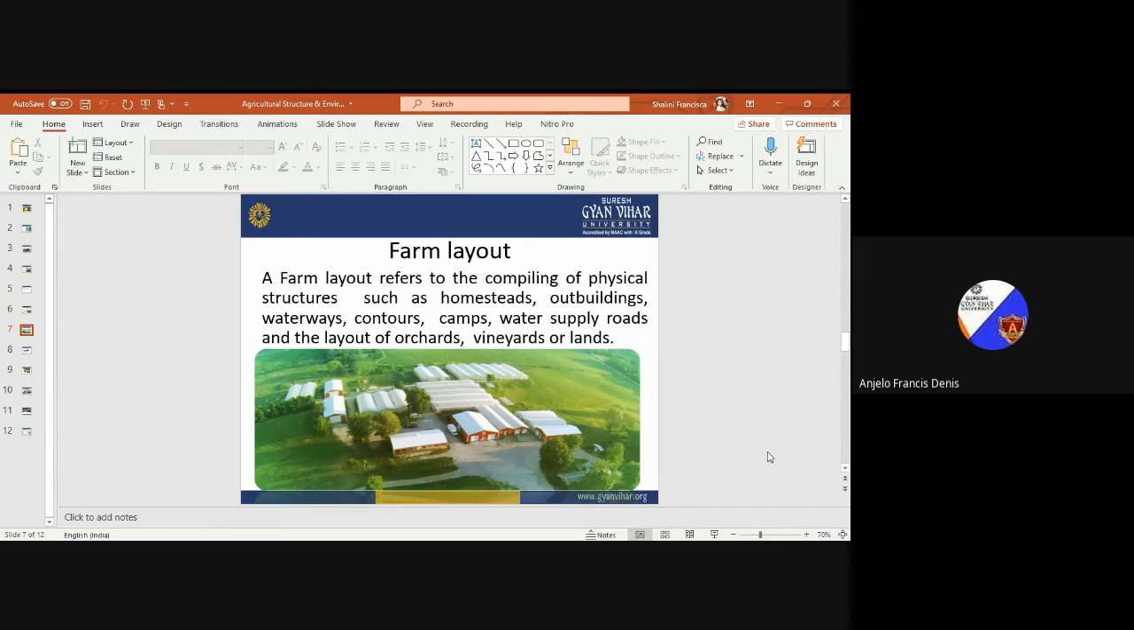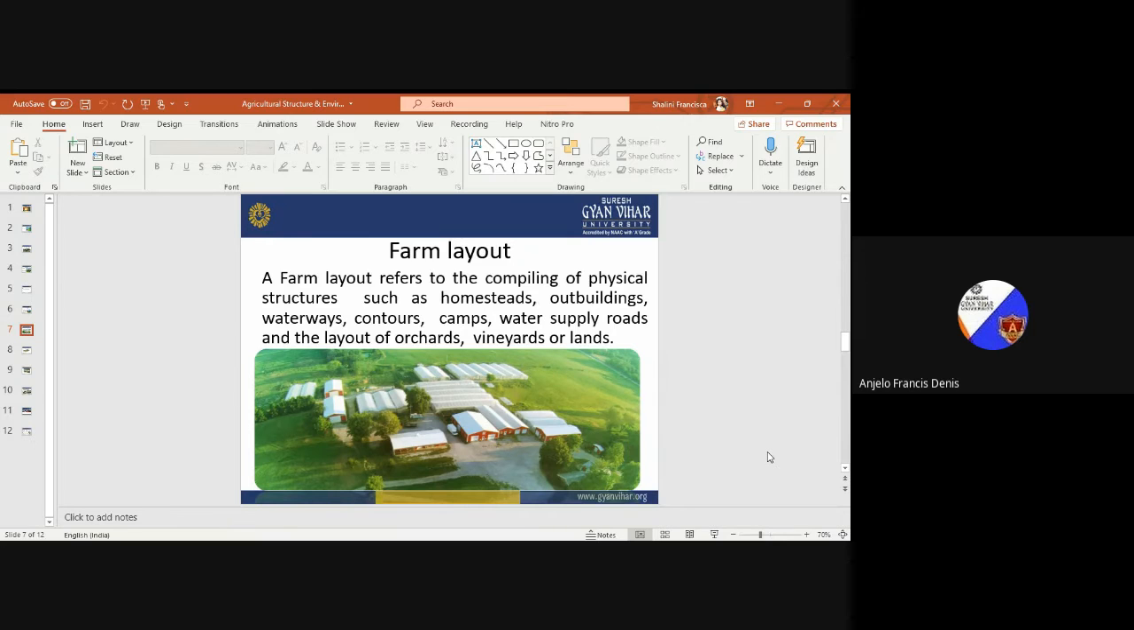So next comes the farm layout. A farm layout refers to the compiling of physical structures such as homesteads, outbuildings, waterways, contours, camps, water supply, roads, and layout of orchards, vineyards, or lands. So we can see that at the planning stage, we go for site selection, consider several parameters, then we go for farm layout once our site is selected.